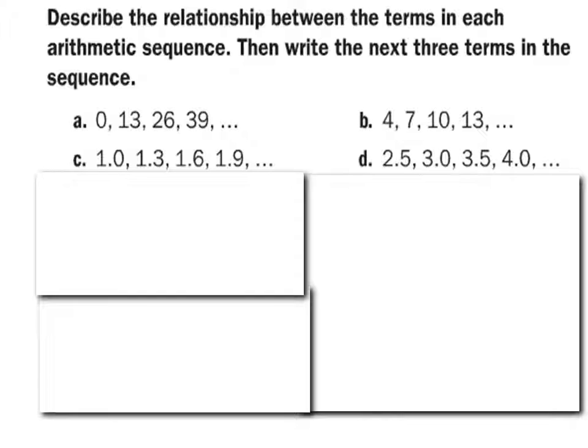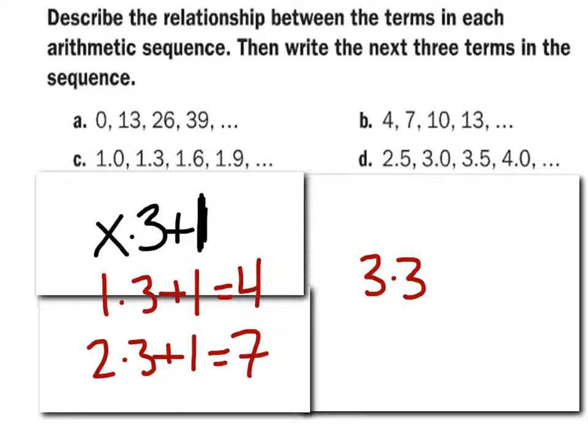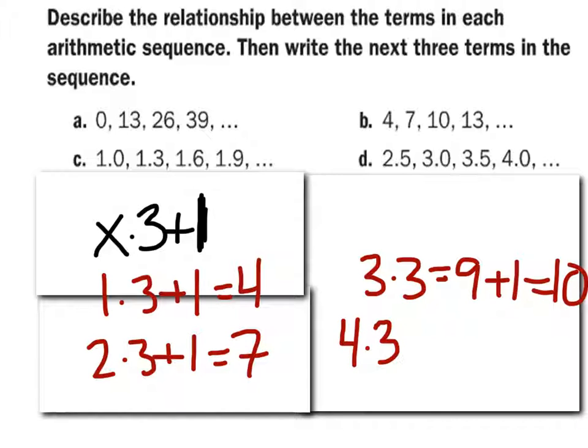What do you got? So I did x times 3 plus 1, and so 1 times 3 plus 1 equals 4. Very good. And then I did number 2, and I did 2 times 3 plus 1 equals 7. Very good. And then I did 3 times 3, which equals 9, plus 1 equals 10. Very good. And then I did 4 times 3 equals 12, plus 1 equals 13. Now, those are 4 terms here.